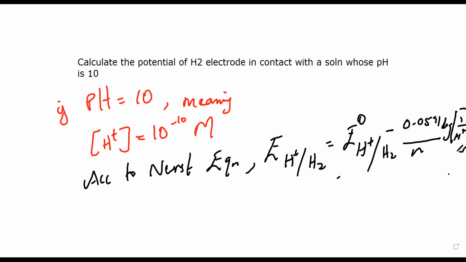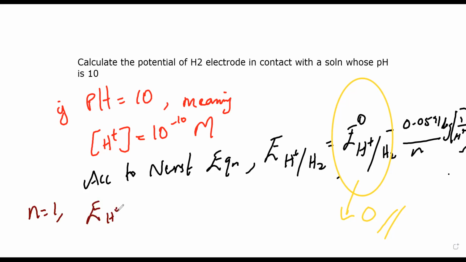Correct? Also, we know this value, which is circled in yellow color. What is the value of this? 0. I clearly told that the standard electrode potential of the hydrogen electrode is equal to 0. And what is my n value? The n value will be 1. Hence it will be easy for me to calculate. The n value is 1 and this value is 0. So what is my E?